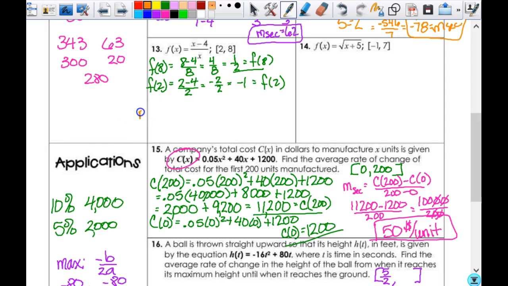Then I find the slope of the secant line. So that's going to be F of 8 minus F of 2 over 8 minus 2. That gives me 1/2 minus a negative 1 over 6. So 1/2 minus a negative 1. What is that? Okay, so what do I write down? 3/2. I would never in a million trillion years ever write down a mixed number.